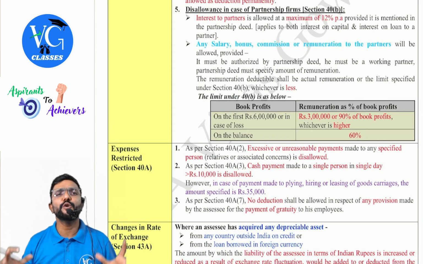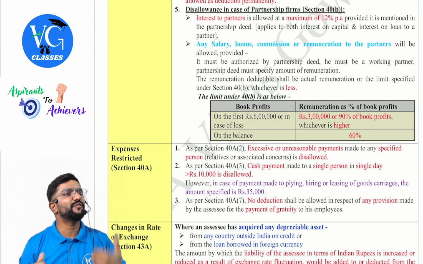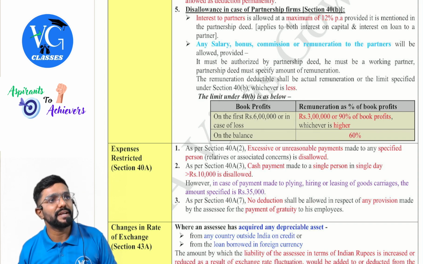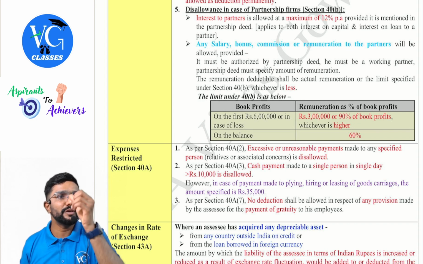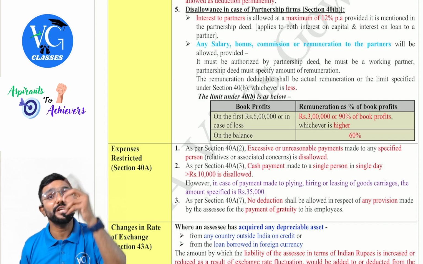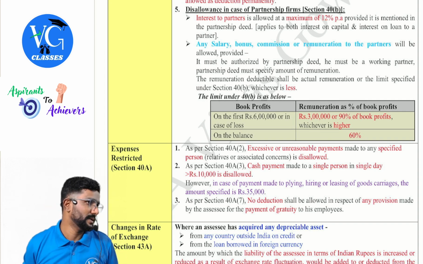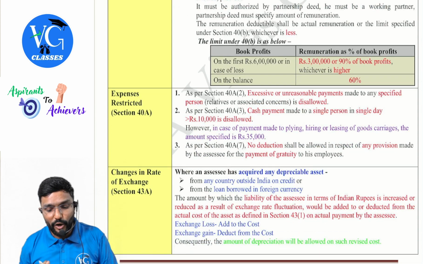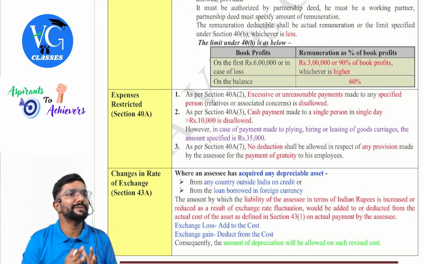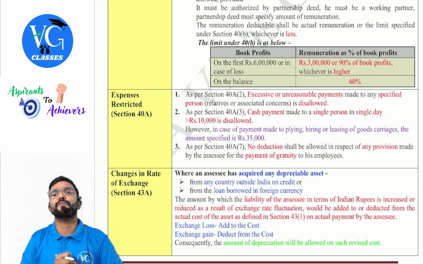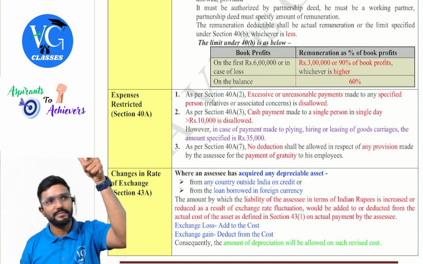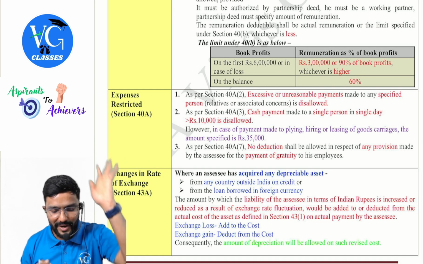Then, salary, bonus, commission, remuneration paid by the firm to partners is allowed only if the partner is a working partner, and in the deed the amount of remuneration or the manner of calculating it is mentioned. Yes, sir. That is only for working partners. Please be careful. Sir, how much remuneration? Actual remuneration or the limit as per 40B, whichever is lower. Now, what is the limit as per 40B? Amendment. The limit as per 40B is amended.